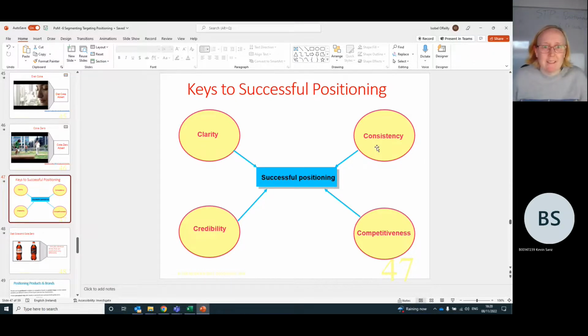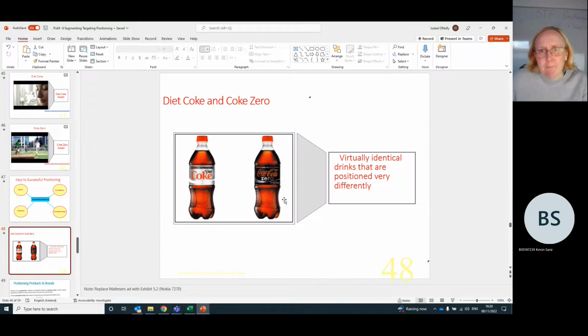So they have to be consistent in that message. Credibility, there has to be a good matchup there. And competitiveness, you have to know what's going on in the wider world as well. So I mentioned already Diet Coke and Zero, positioned completely differently, but essentially the same drink.